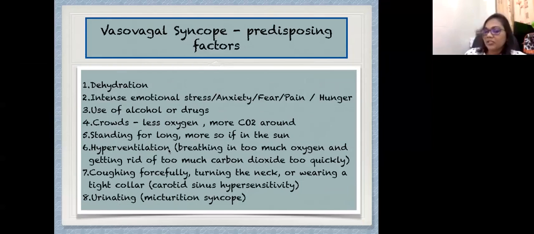So this is micturition syncope, or sometimes some people have carotid sinus hypersensitivity, like turning the neck or wearing a tight collar can even present with vasovagal. So these are the common situations where patients can present with vasovagal, and history is your most important point or weapon in finding out whether the syncope is vasovagal or not.